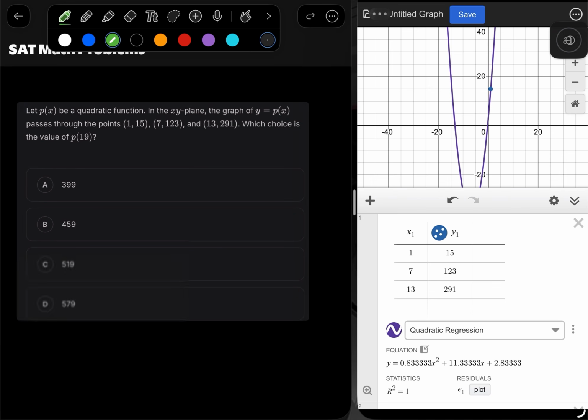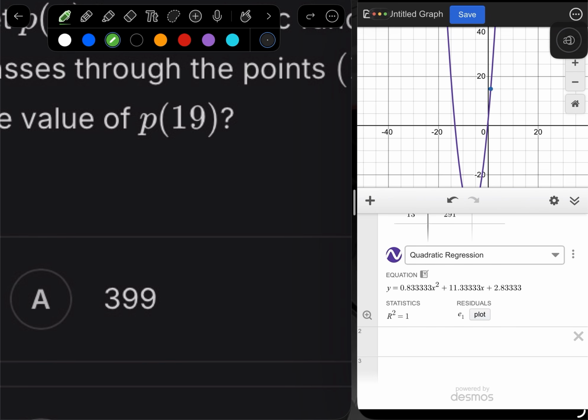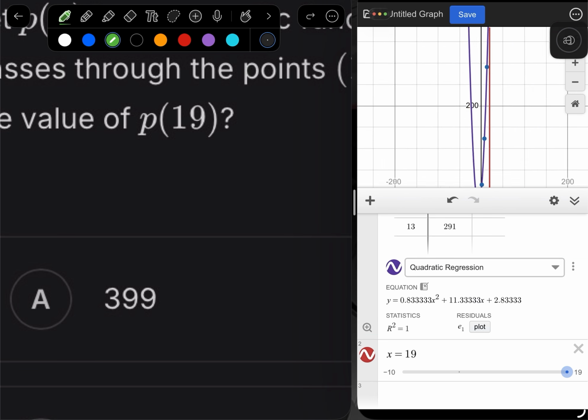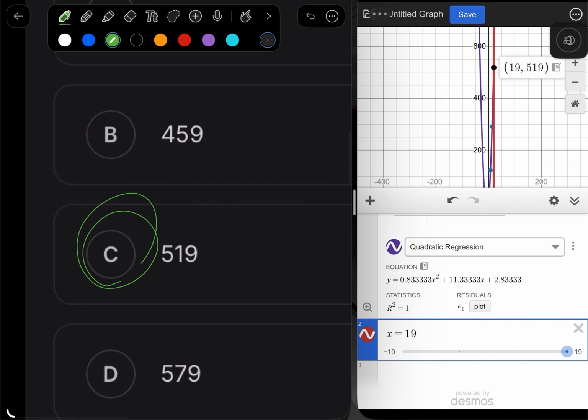So now we can actually use this graph to find the value at 19. Since we're trying to find the value of the function p of x at 19, you would put x equals 19 here, and then you would see where that intersects with the quadratic function. And as you can see here, it intersects at the value 519. So that tells us that p of 19 equals 519, and therefore our answer choice would be C.